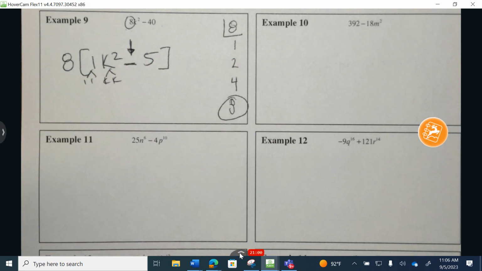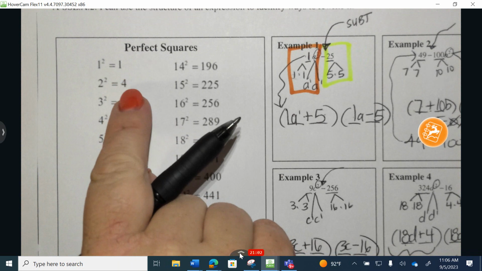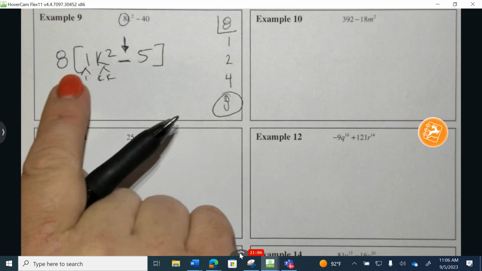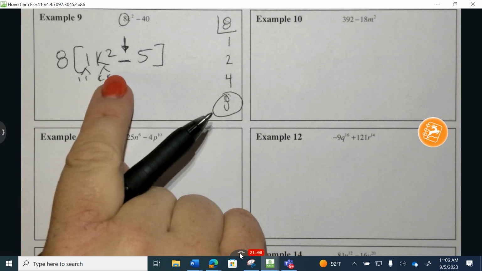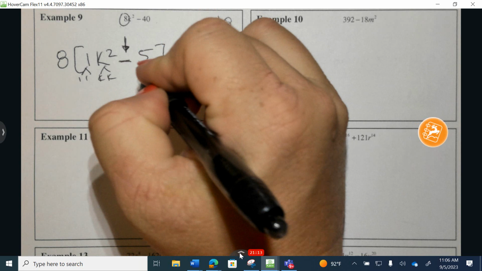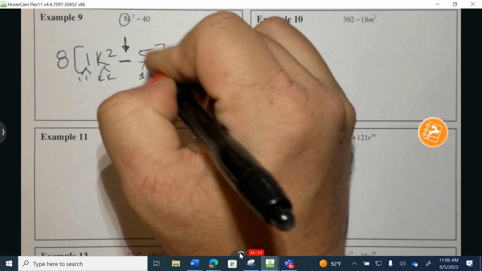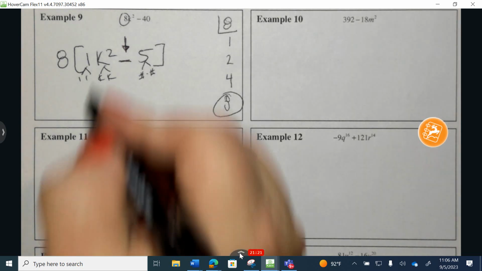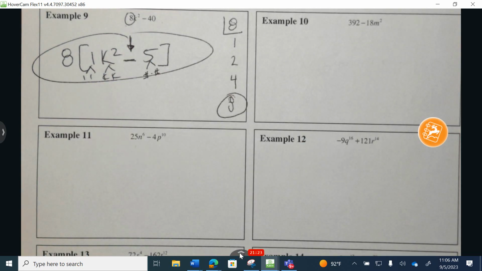But look at this list. We can see that 5 is not a perfect square. Everything must work for us to break it down further. 1 times 1, that works. K times k, that works. We have subtraction. I don't know a whole number that when I take it times itself, I end up with 5. So like 2 times 2 is not 5. 3 times 3 is not 5. You can't say 1 times 5. They have to be the same number. This is as far as we can go.